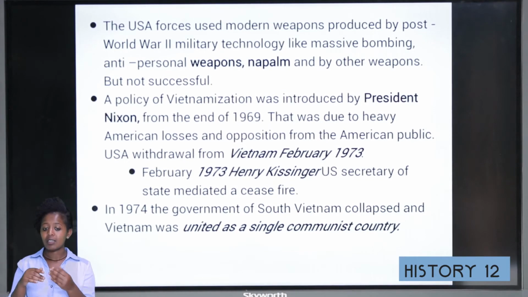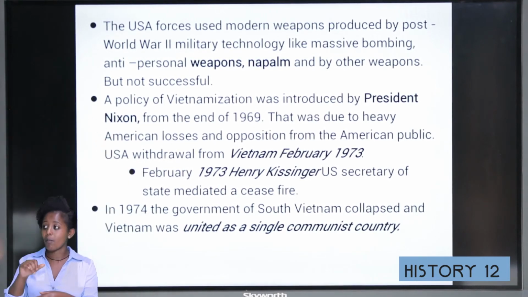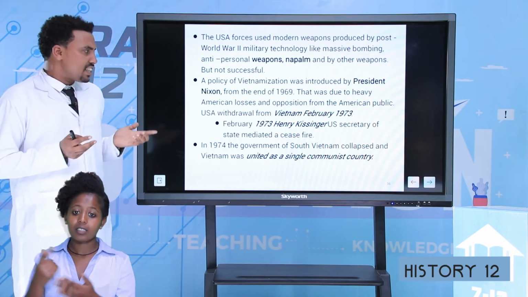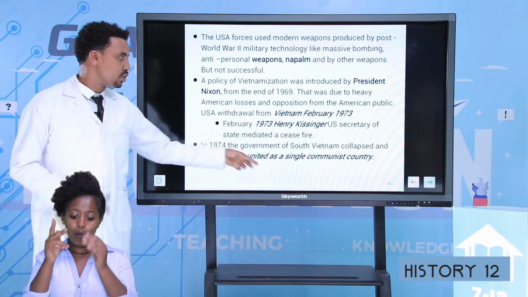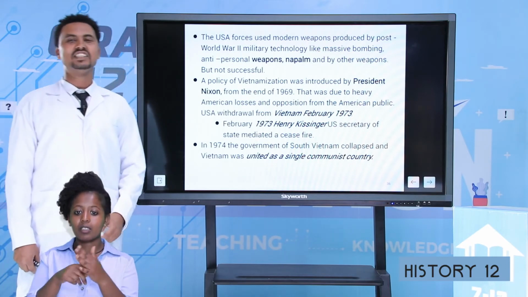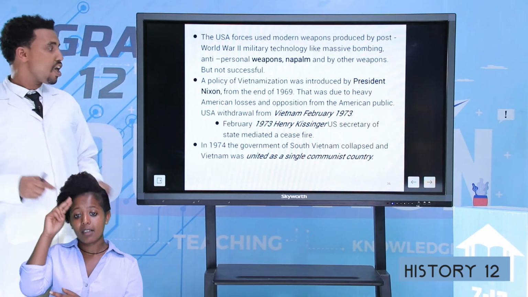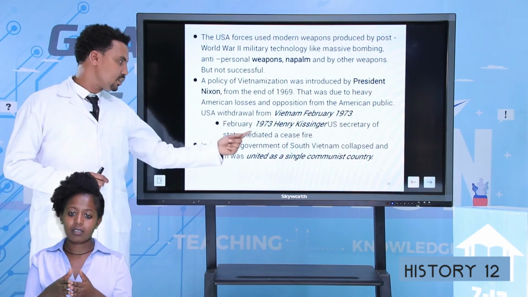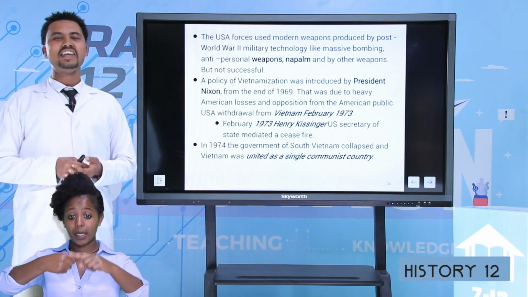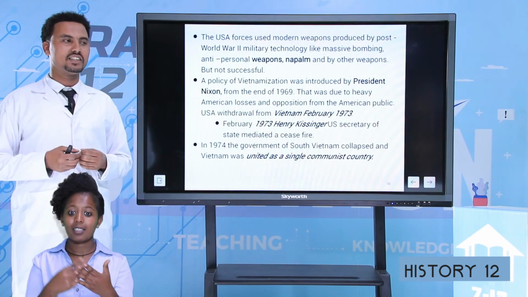Then came the policy of Vietnamization. The Vietnamization policy was introduced by President Nixon. He was later overthrown from power by the Watergate scandal. In 1969, he declared the Vietnamization policy, due to heavy American losses and rising opposition in America. Then the USA withdrew from Vietnam in February 1973. In February 1973, Henry Kissinger, the US Secretary of State, mediated a ceasefire. Then, in 1974, Vietnam became an independent state. North and South Vietnam became united.